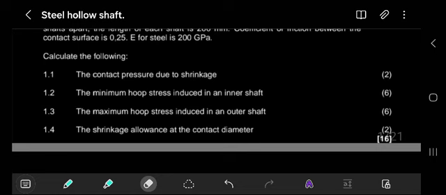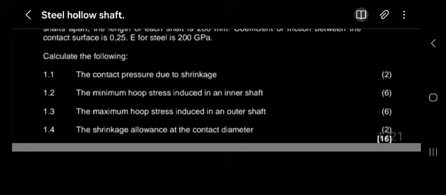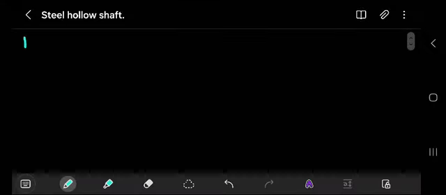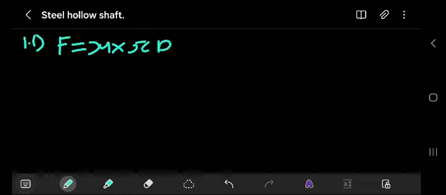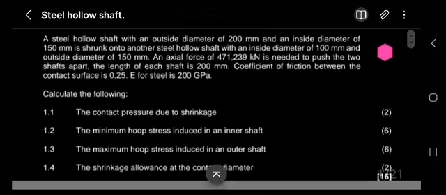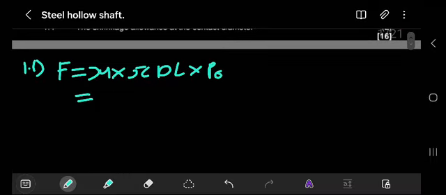Okay, it's fine. We want that one already. We are given the force. It's a minor question, pretty straightforward and easy, right? We know that the force is equal to the coefficient of friction multiplied by pi d l, multiplied by our pressure. The coefficient of friction we are given there is 0.25, multiplied by pi.